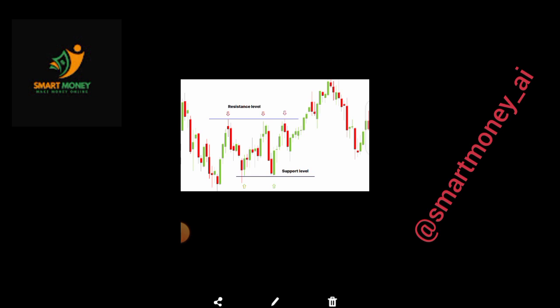So if you want to enter this market by buying, all you have to do is wait for price to reach a support level. You don't just enter. There's something you should look out for when price reaches a support level before you enter, and you get to know that when we reach candlestick patterns, right? Okay, so let's look at something here.